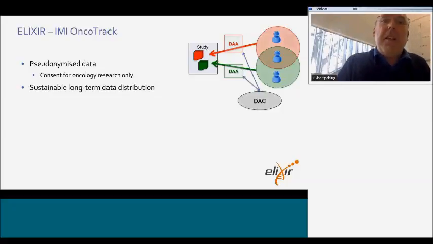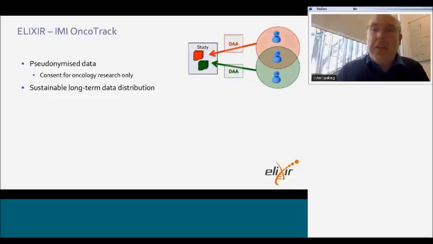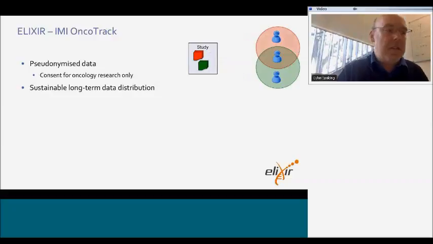So we know that the data from IMI OncoTrack is anonymized data, so it's under consented access, and the consent actually is only for oncology research. And so to perform long-term data distribution, we have to provide a DAC to whom a requester will apply, and the data access agreement or data use conditions will be applied to see whether their use of the data conforms to that, and if so, they'll be granted access. But the scenario here is that if you don't have a DAC, then there's nobody to apply the data access agreements. If there are no data access agreements, there's actually no access to these data.